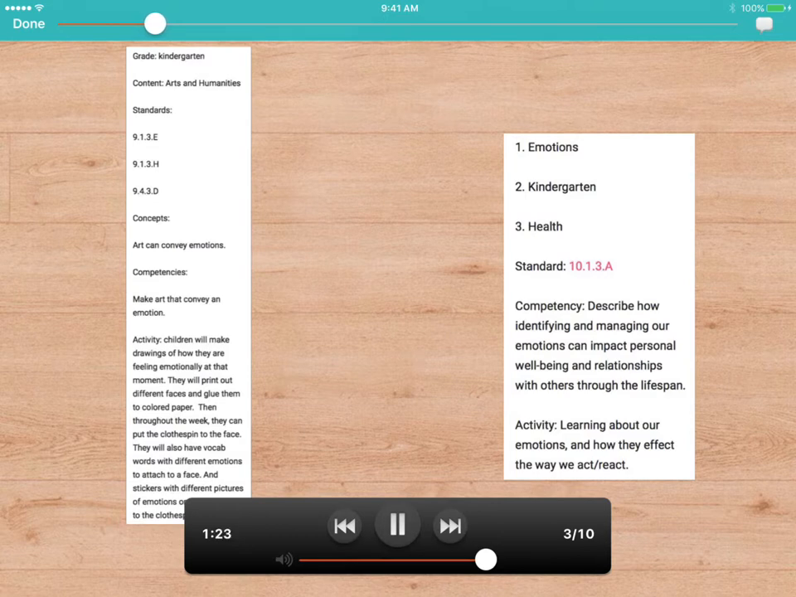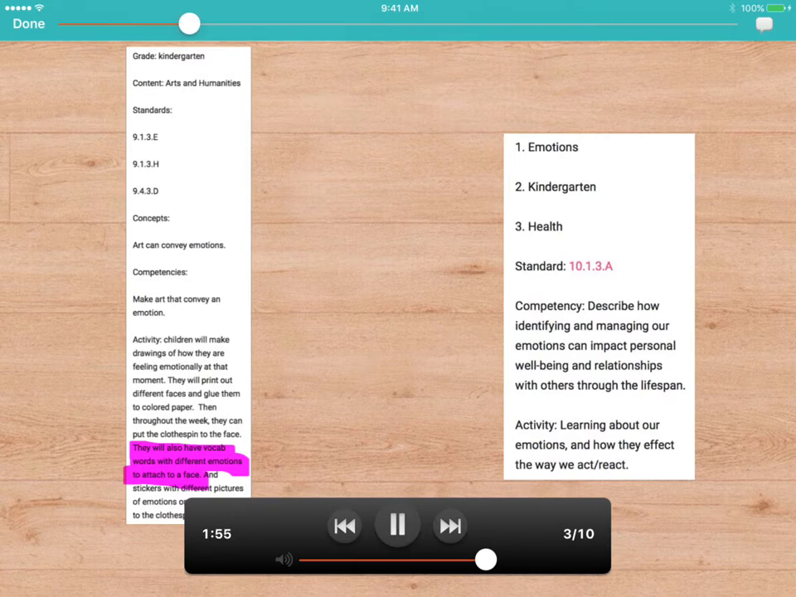And so we can see that on the left we have a standard that has the children drawing how they feel, and then through the week they're going to look at vocabulary words dealing with emotions. So we really have integrated right there some new vocabulary to go along with art and emotions, which is your content area.